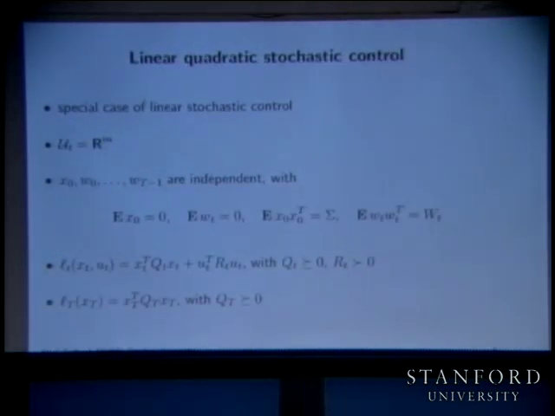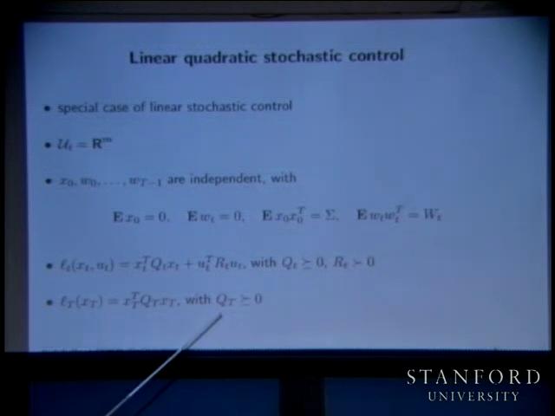Okay, so let's do linear quadratic stochastic control. So no constraints. These variables are independent with zero mean and covariances, I guess Sigma and then W_t, so something like that. That would be sort of a standard model. And then we take stage and final costs, which are just convex quadratic.